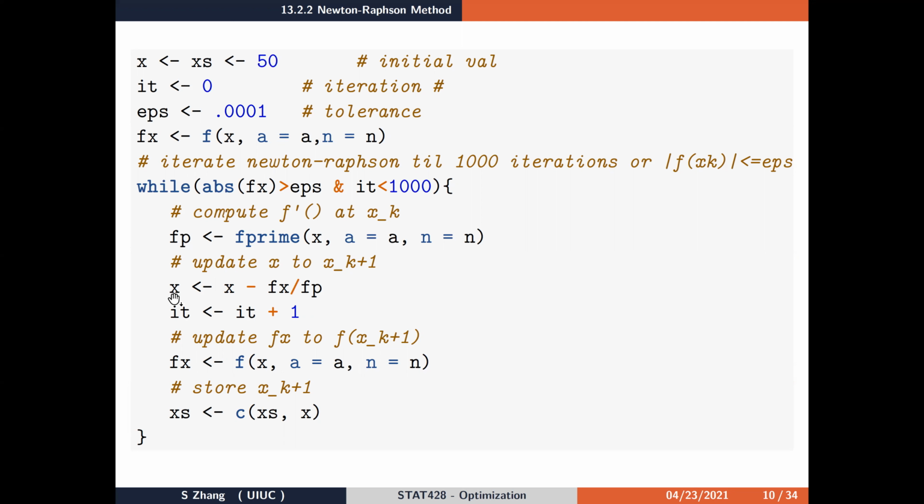After doing this and obtaining the new x value, we will update the f(x) by evaluating the f function again at the new x. And we will store the results in a vector. So we will store all of the x's, so all of our guesses, until the algorithm terminates.